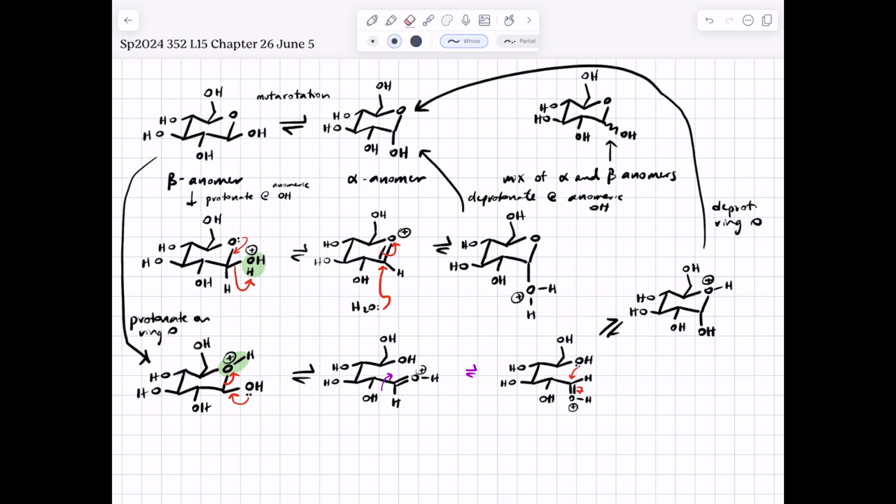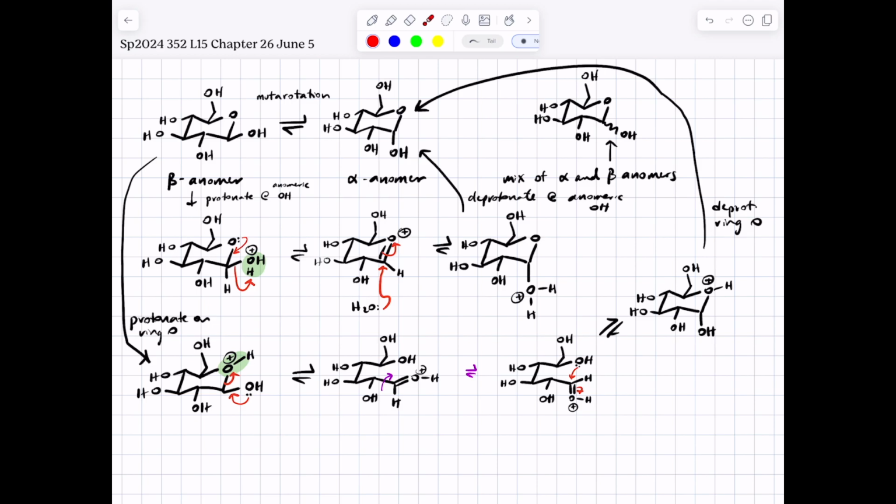So there are sort of two different ways you can talk about mutarotation. One just involves loss of water and attack from the other side. The other involves ring opening, rotation around a carbon-carbon bond to change the conformation, and then closing up to get the alpha anomer. So the alpha and the beta anomers are in equilibrium with each other.